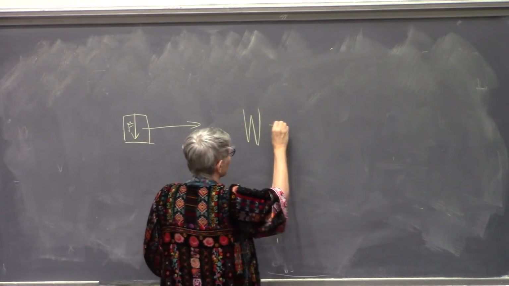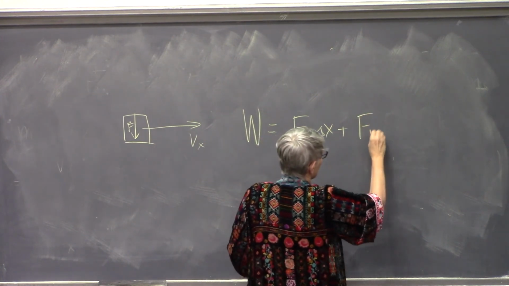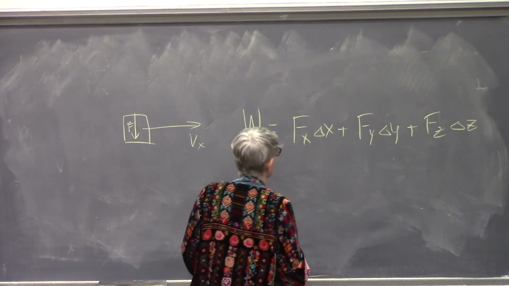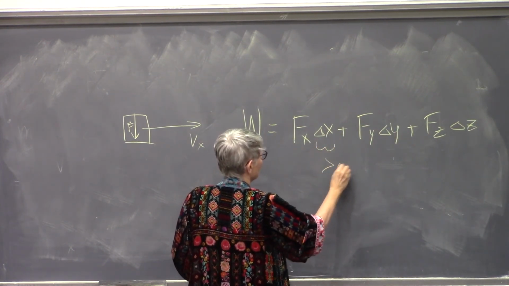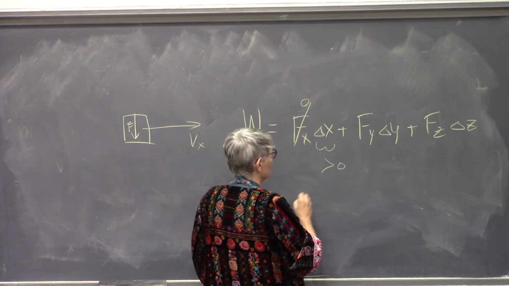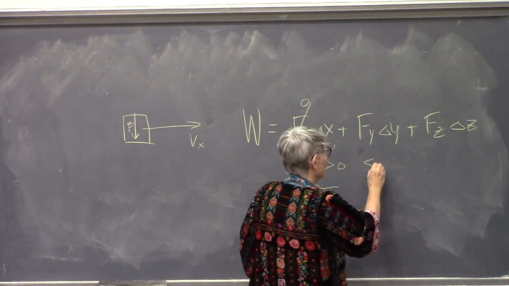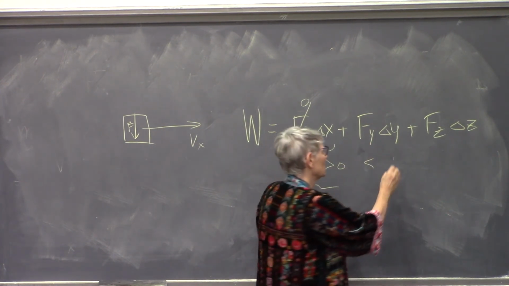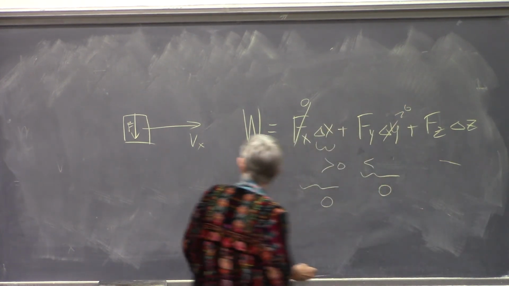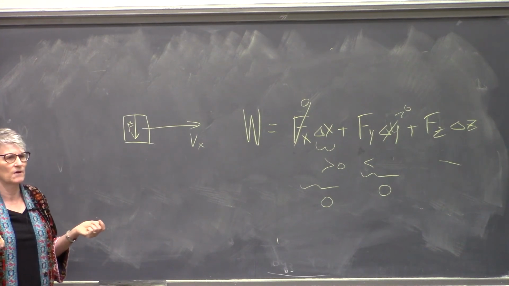So let's calculate the work. Work is Fx delta x plus Fy delta y plus Fz delta z. So delta x is positive, but Fx is 0, so that term comes out to 0. Fy is negative, but it doesn't move in the y direction, so delta y is 0. So that term comes out to 0, and these are both 0. So it looks like a force perpendicular to the motion does 0 work.